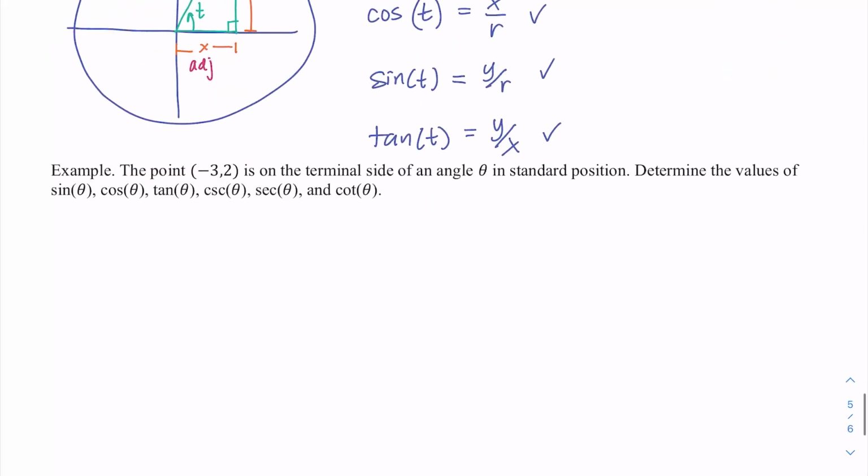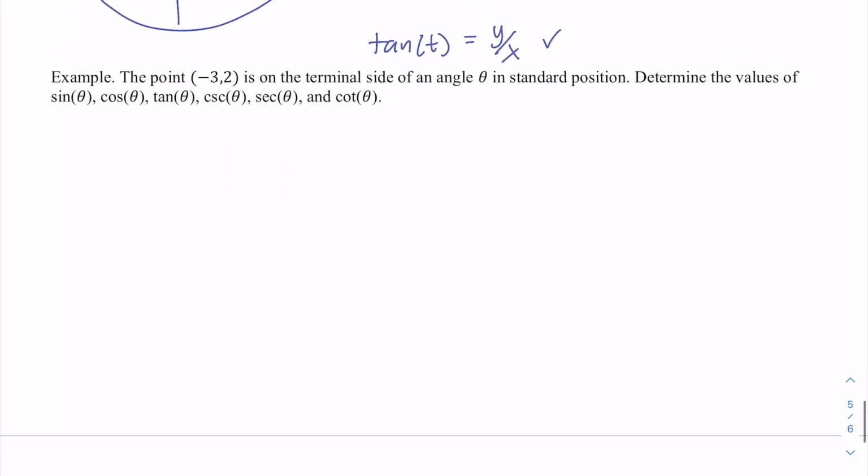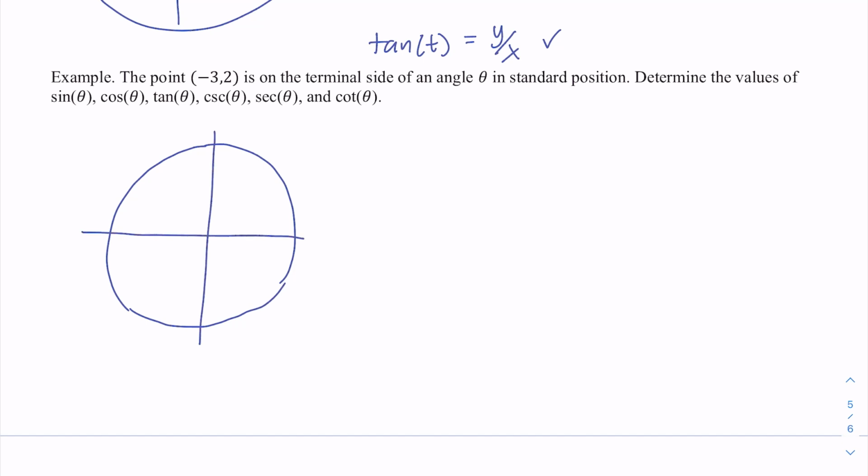So how can we use that? Well, let's say we're given that the point (-3, 2) is on the terminal side of an angle theta in standard position. Determine the values of the 6 trig functions. So we really want to draw these out to be extra clear here. Okay, so I have some circle, and I don't know the radius, right? But they did tell me that (-3, 2) is on the terminal side of some angle.